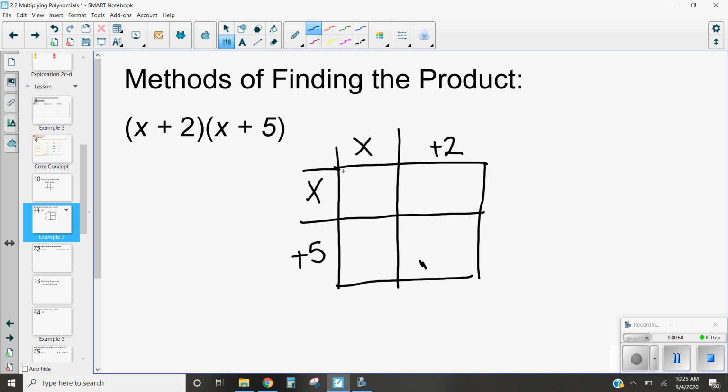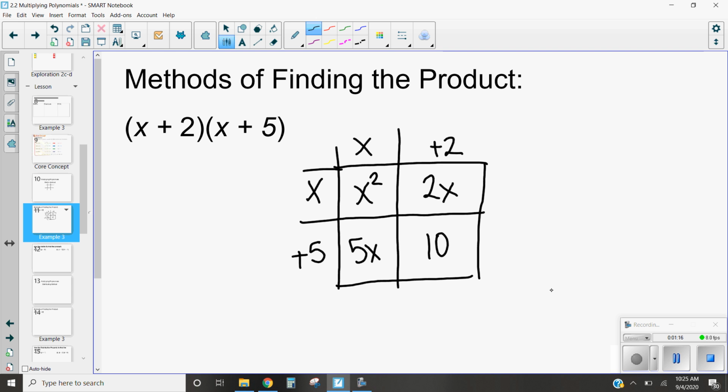Within my matrix or table, I'm just going to multiply the numbers that are in the same row and column. So in this first box, I have x times x, which I know is x squared. I have 2 times x, which is 2x. I've got 5 times x, which is 5x, and then 5 times 2, which is 10. So when we do that matrix method, notice that we get these.